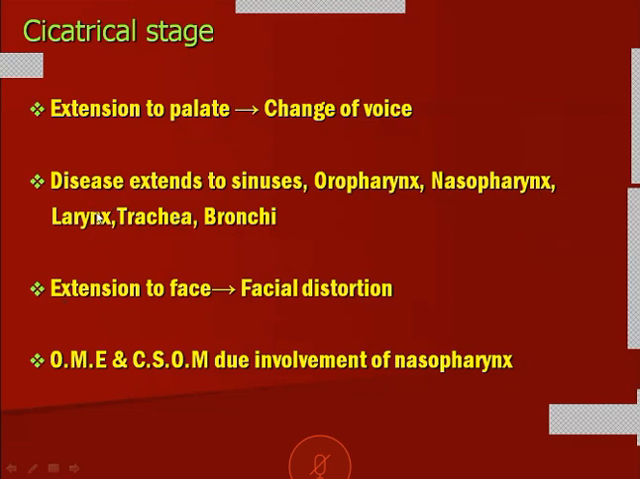Extension to the larynx causes laryngoscleroma. This is also one of the entities where the patient will have respiratory embarrassment. Whenever it completely obstructs the larynx, one has to go for tracheostomy. And if it goes to the nasopharynx and obstructs the eustachian tube, the patient may develop otitis media with effusion or chronic suppurative otitis media, because the pharyngeal end of the eustachian tube opens into the lateral wall of the nasopharynx.